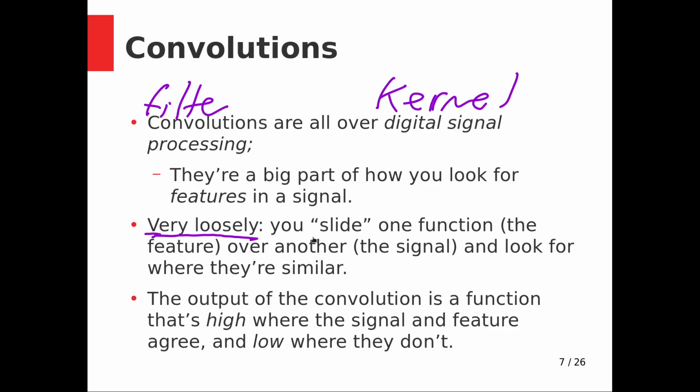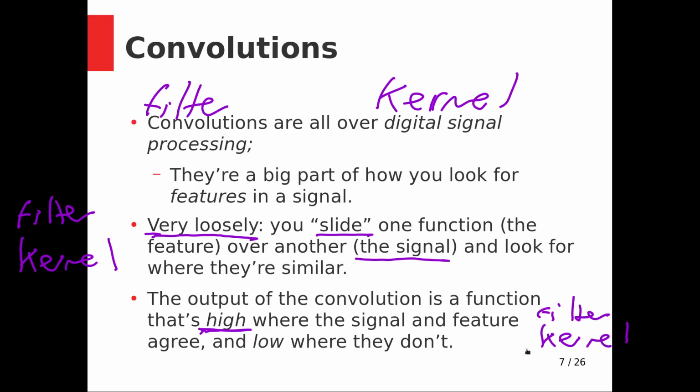When you perform a convolution, you slide one function, which is the feature or filter or kernel, over another, which is the signal, and look for where they're similar. The output of the convolution is going to be a continuous function, right? That will have a high value where the signal and the feature or filter or kernel are similar, and a low value where they aren't. Okay?